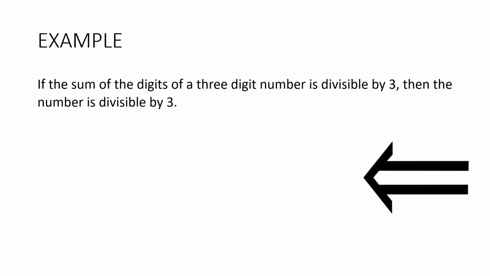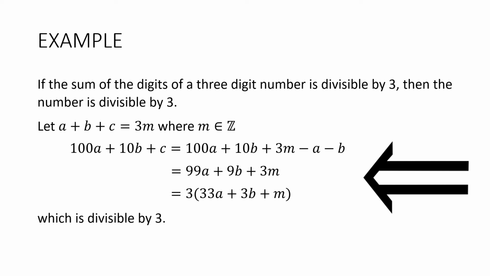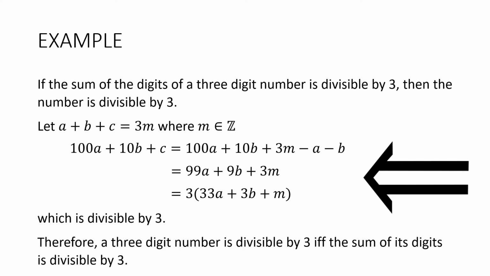So this time we're going to start with a plus b plus c is equal to 3m, and m is an integer. And now we want to see whether 100a plus 10b plus c is divisible by 3. And again, I'm going to replace the c with 3m, take a, take b. Tidying it up, it is indeed divisible by 3. Therefore, a 3-digit number is divisible by 3 if and only if the sum of its digits is divisible by 3.